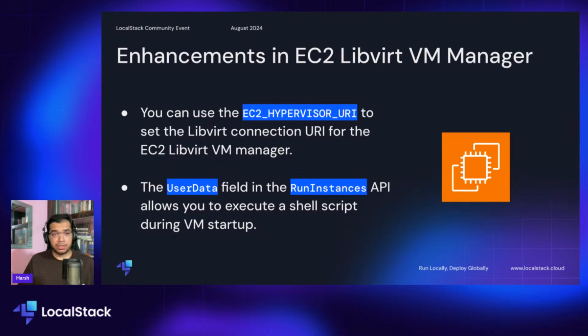We have also pushed out some enhancements in the EC2 libvirt VM manager. The first is that you can use this new environment variable, EC2_HYPERVISOR_URI, to set your libvirt connection URI for the libvirt VM manager. And second, you can now use the user data field in the RunInstances API to execute a shell script. So if you want to pre-execute some commands when you're starting up your local EC2 instance, you can use this feature to do that with the EC2 libvirt VM manager.